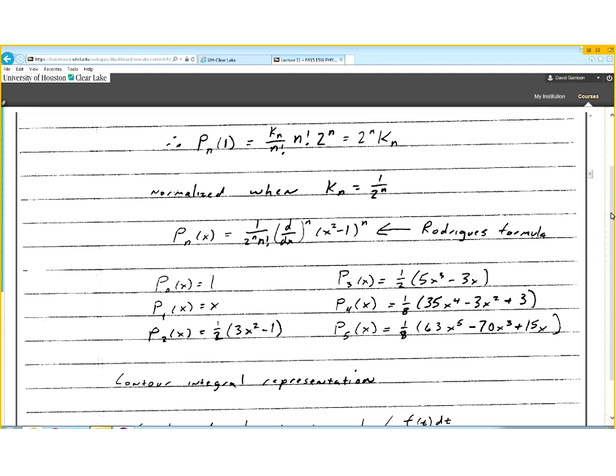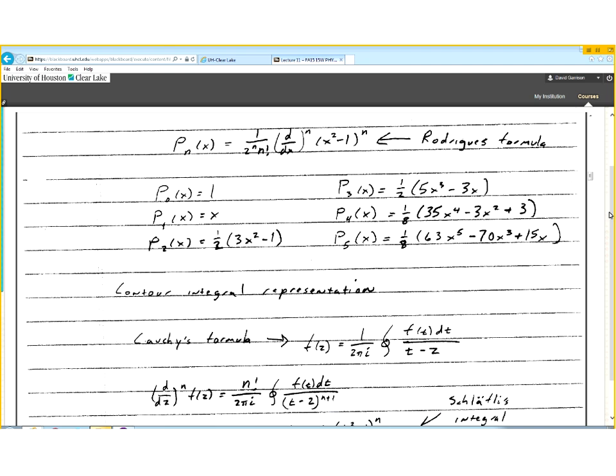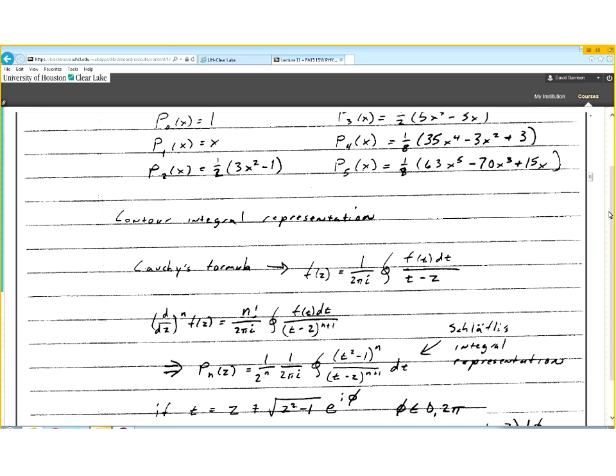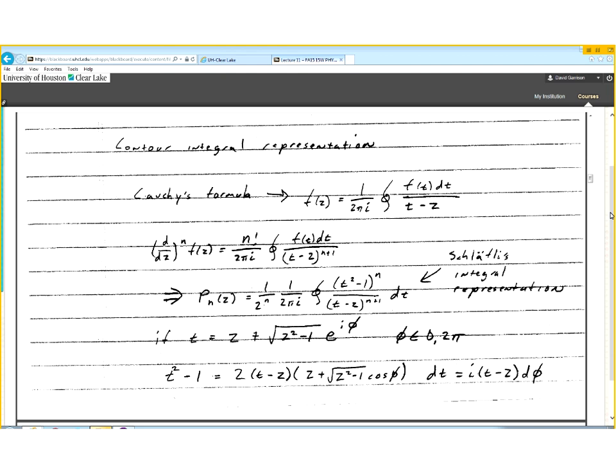Now, there's also what they call a contour integration representation of this, where from Cauchy's formula, you know that you could write f of z as equal to this integral over a closed contour of f of t divided by t minus z, assuming that f of t is an analytic function. So then if you take the nth derivative of this, you get this other function that we already know from contour integration. And you've proven that this is true in your homework.